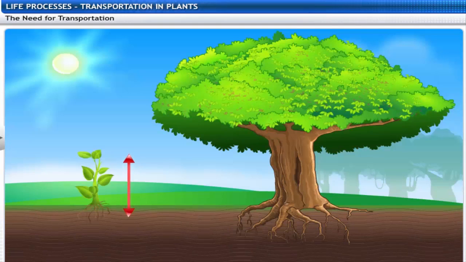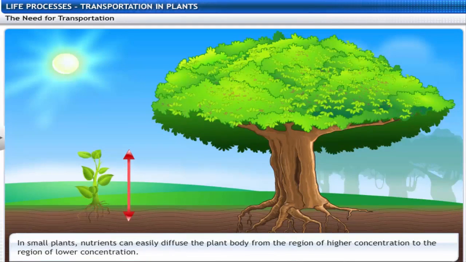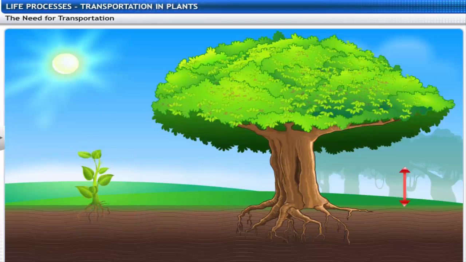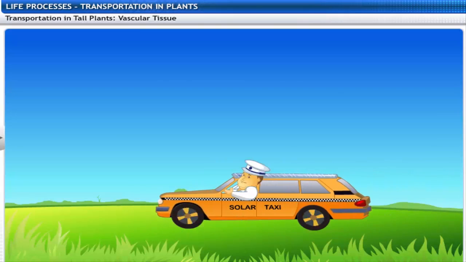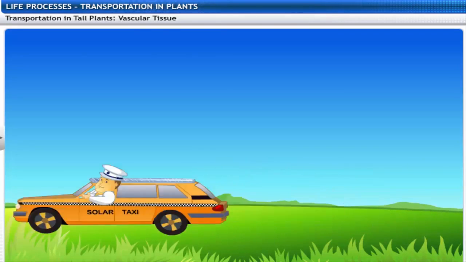If the distance between the roots and the leaves is small, nutrients can easily diffuse in the plant body from the region of higher concentration to the region of lower concentration. However, if these distances become large because of the plant body design, diffusion alone cannot provide raw materials and energy reserves to the plant. A proper system of transportation is therefore essential in such types of plants. There's a fix to every problem.